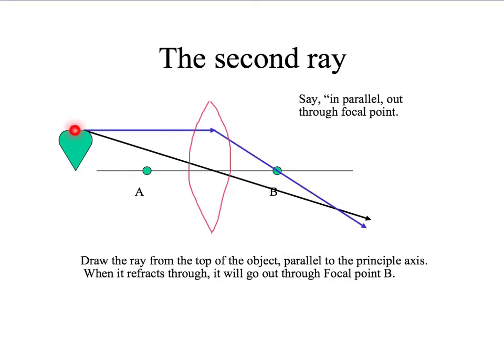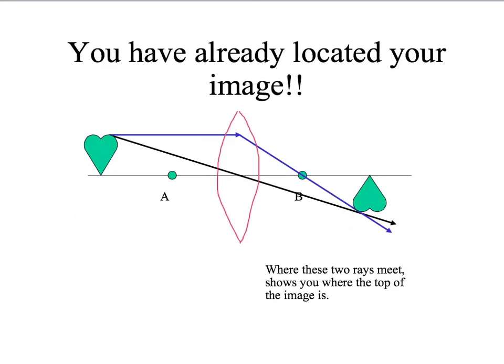Our second ray goes in parallel to our principal axis, out through the focal point. That ray should look familiar because we did that one when we had mirrors too. In parallel, out through the focal point, and look, they cross right there. We've already found our image. That's going to be the top of our image. It's inverted, so what do you think that means?